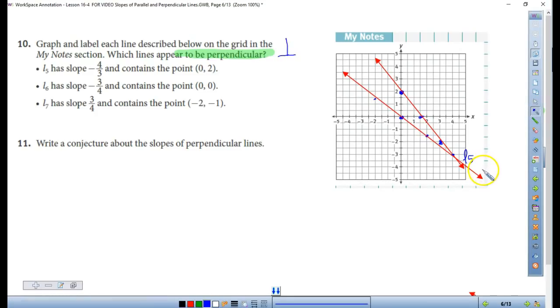So that's L6. And then L7 contains the point (-2, -1). It'll be right here. Because remember, it's going by halves. Negative 2, negative 1. And has a slope of 3/4. So up 1, 2, 3. I'm going wholes this time. So up 1, up 2, up 3. I could go halves. 1, 2, 3. Since the scales match, it'd be alright. It should be the same either way. 1, 2, 3 over 4. 1, 2, 3, 4. So that line's going to look like this one.